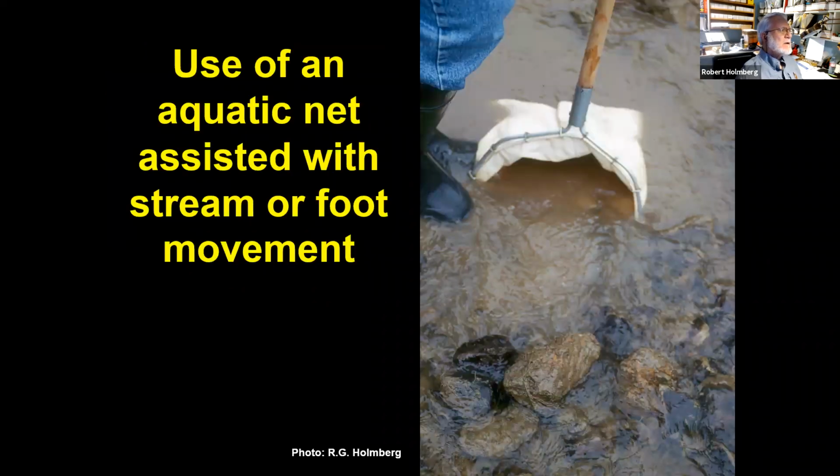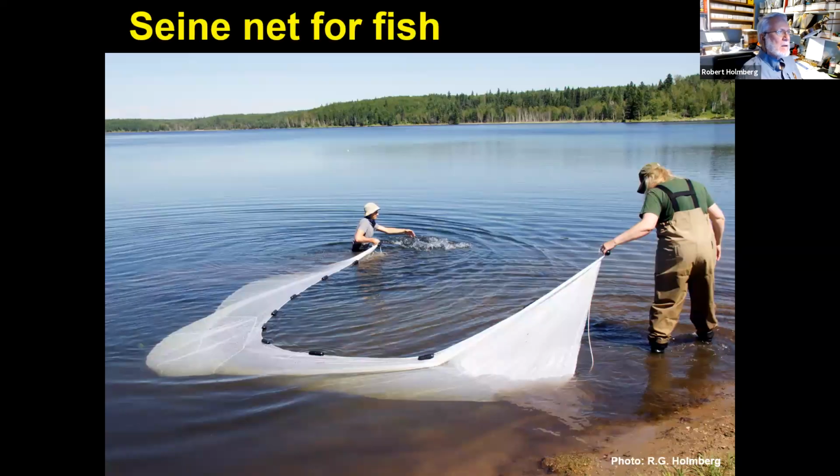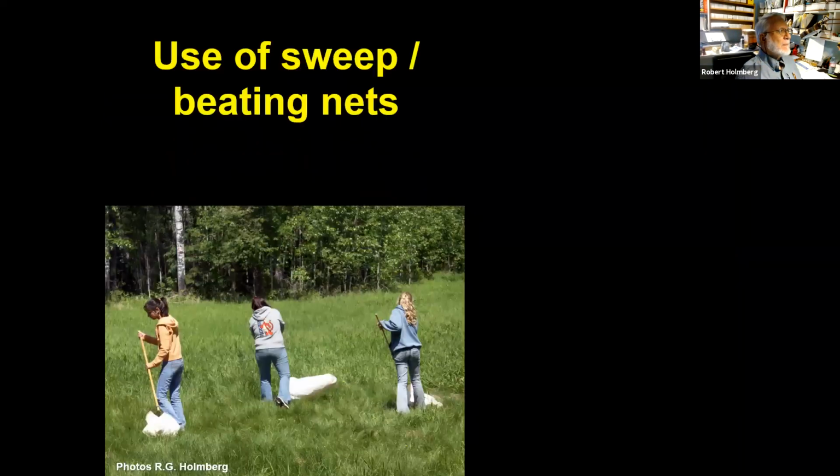And you can use aquatic nets with assisted movement in, say, a stream where the water flows through them, or you can move it through, or you can kick rocks with your feet and dislodge things that are under the rocks and collect things that way. This is a seine net used near the shore for collecting fish. See the pocket at the left-hand side. This is also used commercially on a larger scale for catching fish for food.